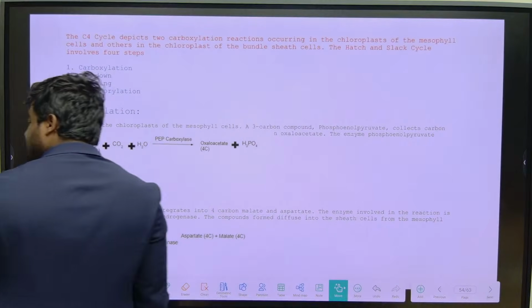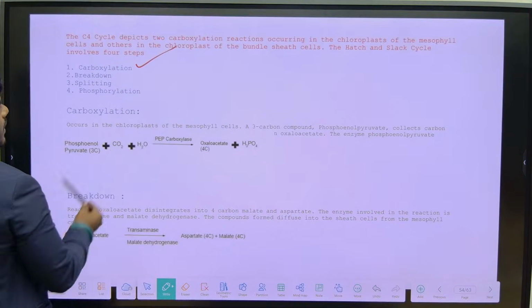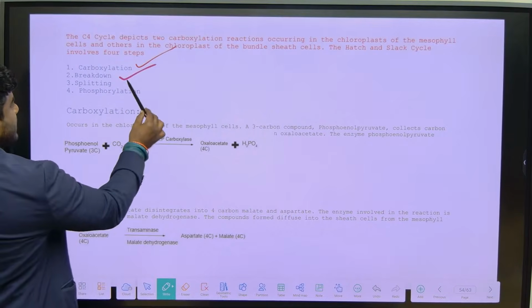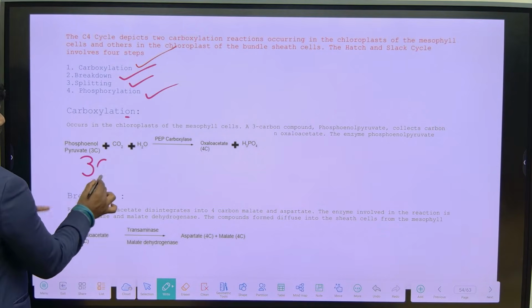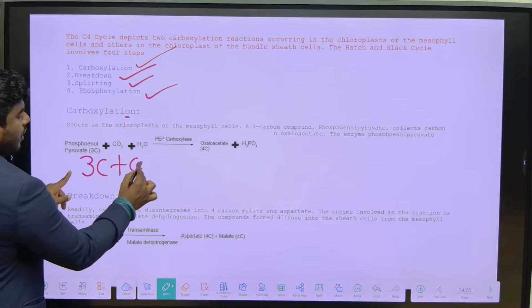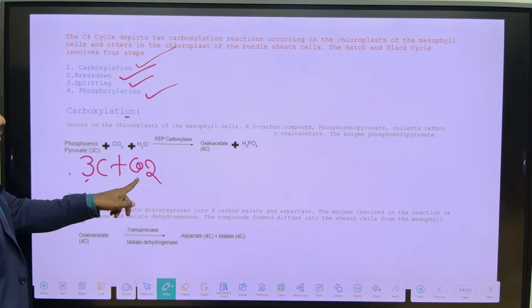There are 4 steps involved here. Number 1 is called breakdown, splitting, phosphorylation. Very simple, all of you understand. First, carboxylation means what? Tell me. Addition of carbon. So we are adding 3 carbon with 1 more carbon. Correct? 3 carbon phosphoenol pyruvate, 1 carbon dioxide from atmosphere.